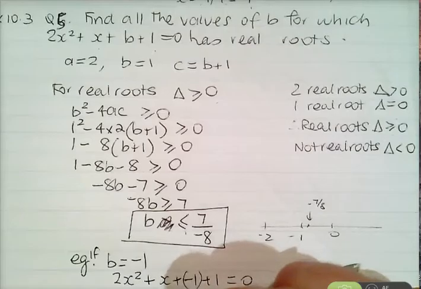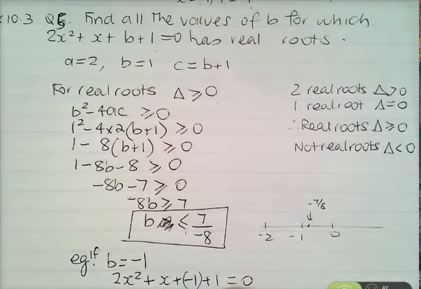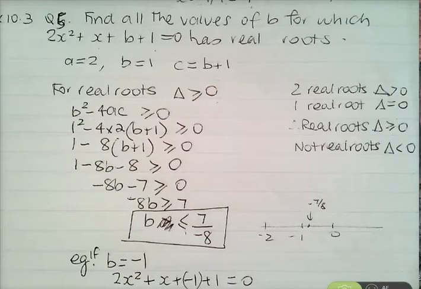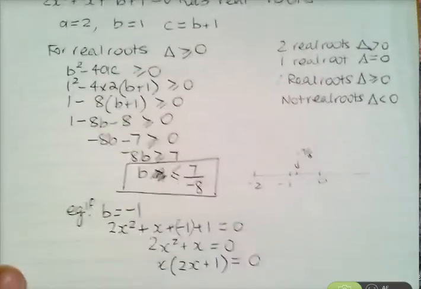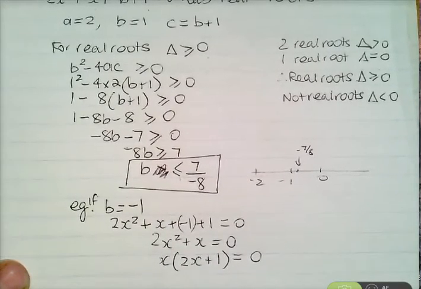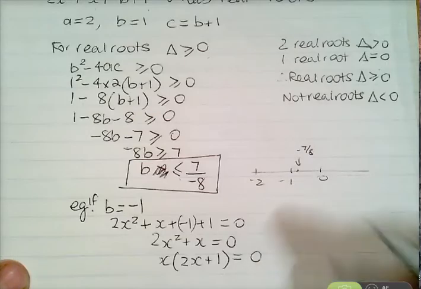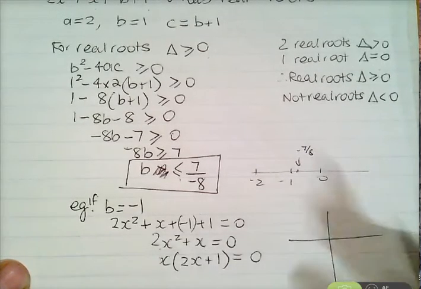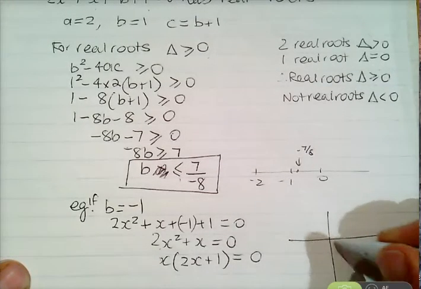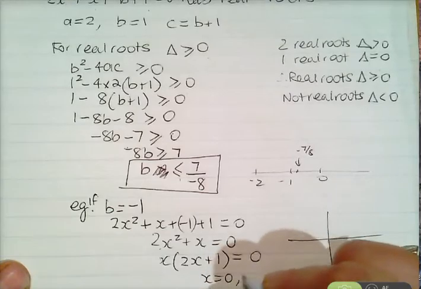In other words, it becomes 2x squared plus x is 0. If I factorize that out, I get x bracket 2x plus 1. So in other words, this is a concave up parabola. Roots are 0 and -1/2.